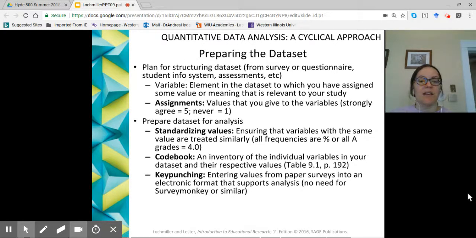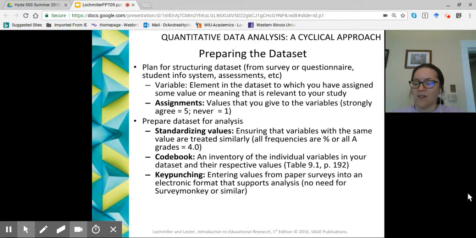Okay, preparing your data sets. The important thing, because you're going to have to write about it, describe it to people, and keep track of things yourself, is to have a plan for structuring your data set. It's kind of easy if you're using some electronic survey, because that's going to not just collect your data for you, but be able to display it in a pretty nifty way.